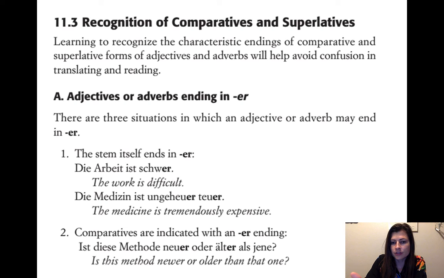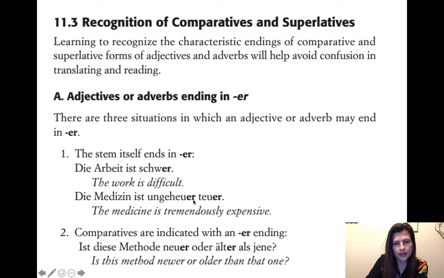There are different situations where the -er can happen, and you'll need to be able to tell which is which in order to get the right translation. So sometimes a word just ends in -er, and that's just the word. So schwer, meaning difficult, that's the word schwer. And if you want to make it comparative, you've got to add stuff to the end of the -er. And then, die Medizin ist ungeheuer teuer.